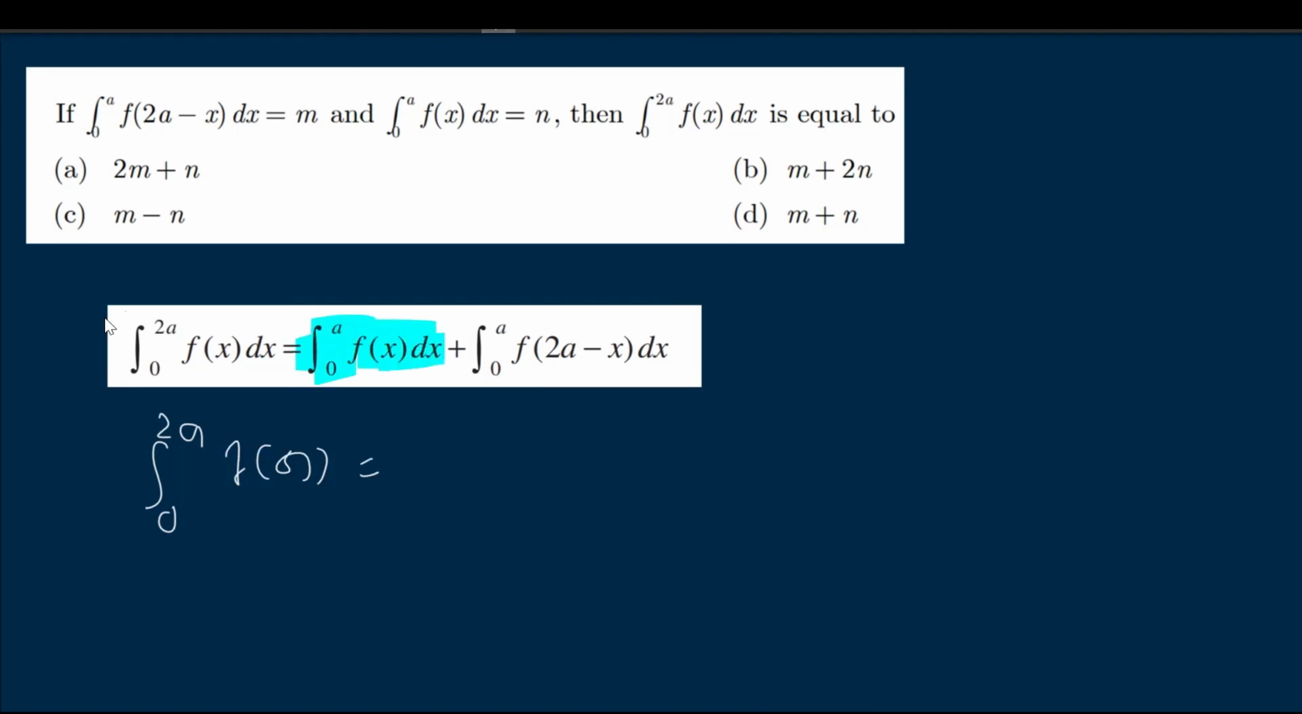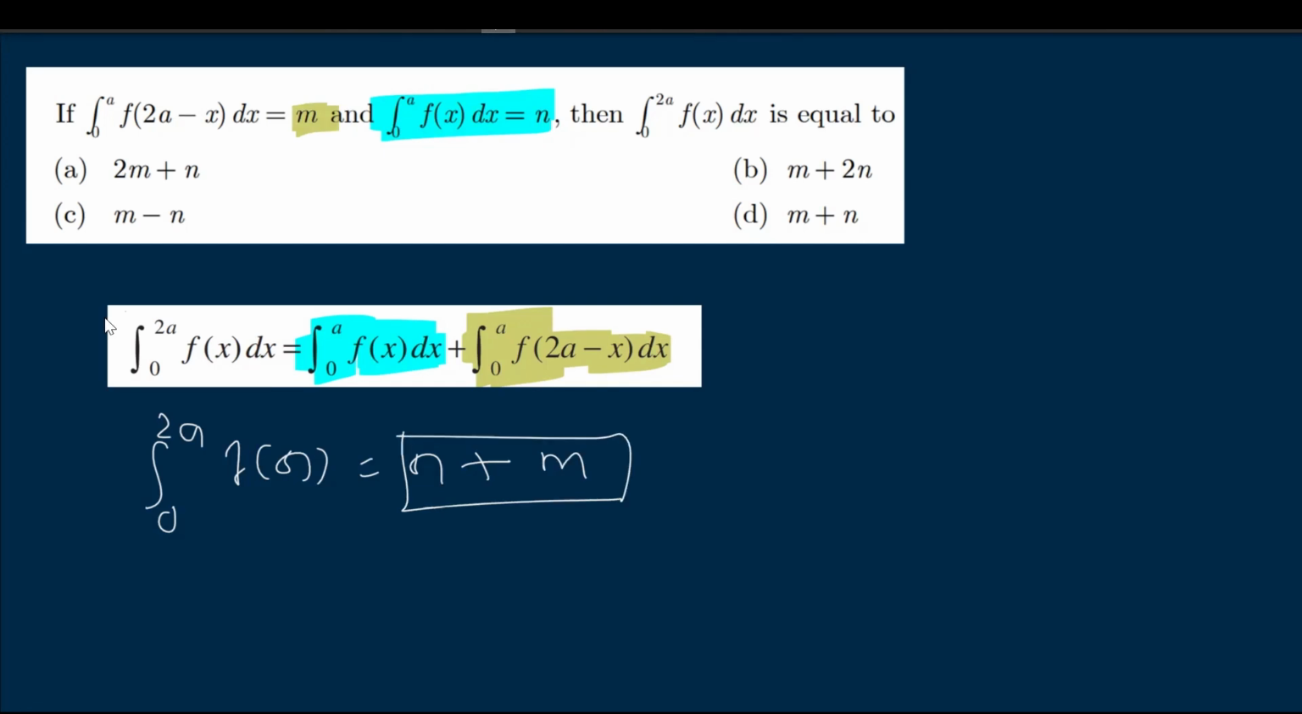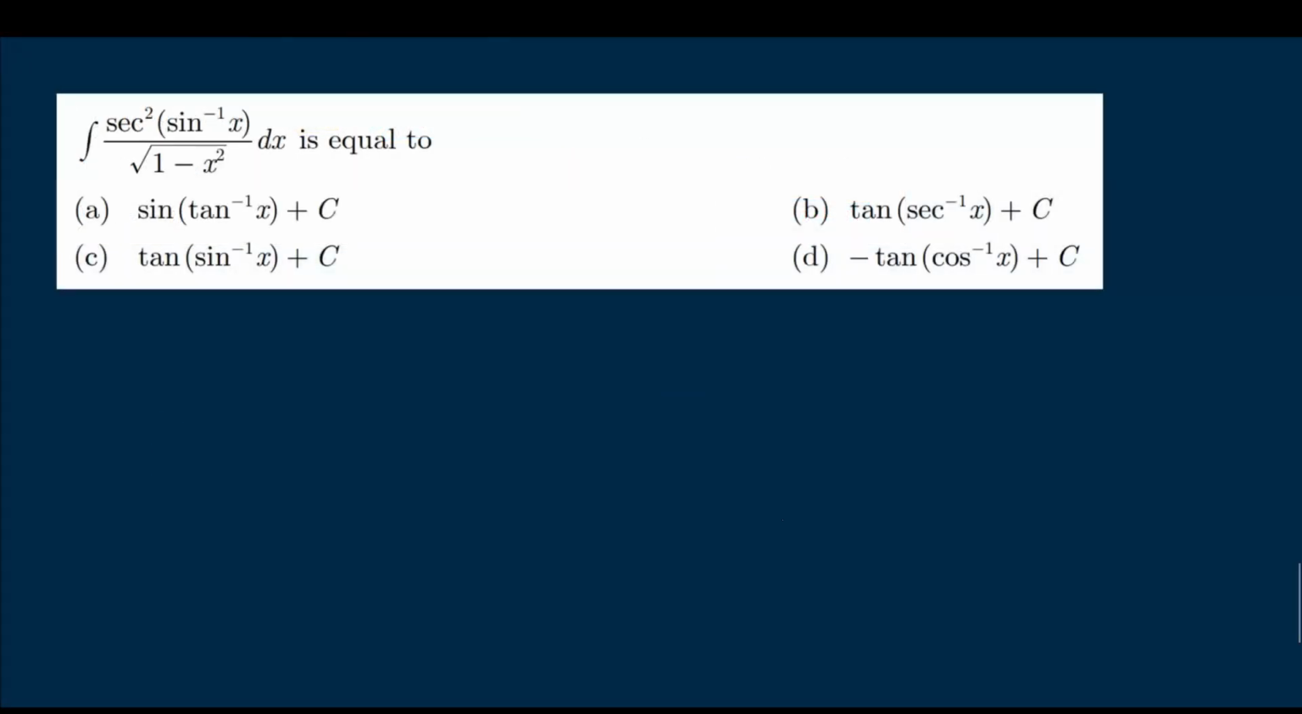So we can directly apply this property. The integral from 0 to 2a of f(x) can be written as the integral from 0 to a of f(x) dx, which as per the question I can replace with n, and the integral from 0 to a of f(2a minus x) dx can be replaced with m. So our answer should be m plus n. D is the correct option in this case.